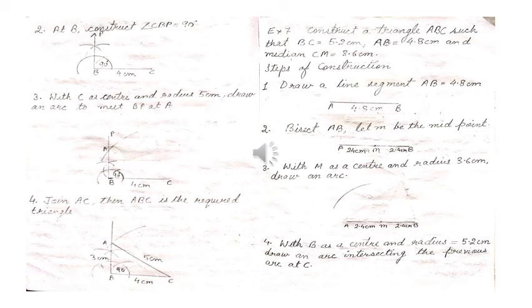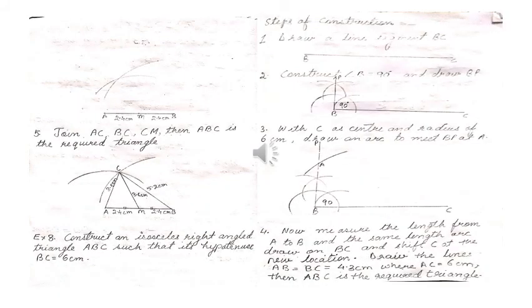Now step 4, with B as a center and radius 5.2 centimeter, draw an arc intersecting the previous arc at C, which you will see on the next page. You can see the figure here how the two arcs are intersecting with each other. Just join AC, BC and CM, then ABC is the required triangle, as you can see in the figure.